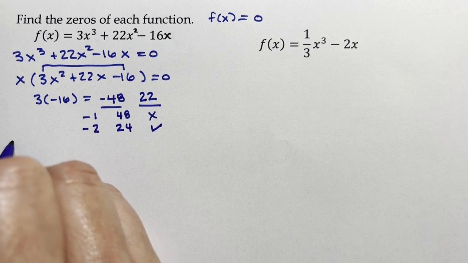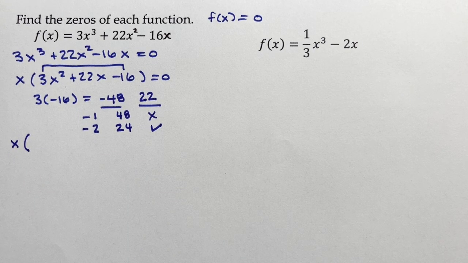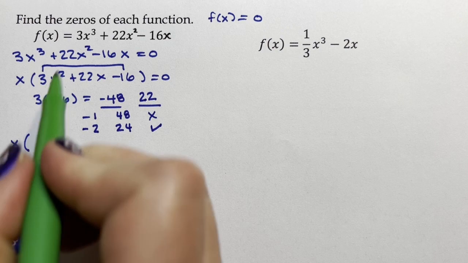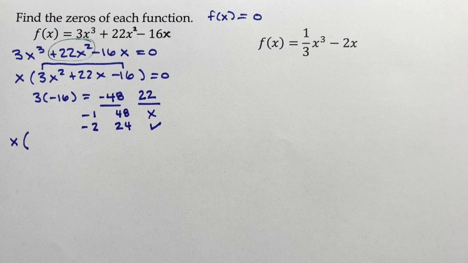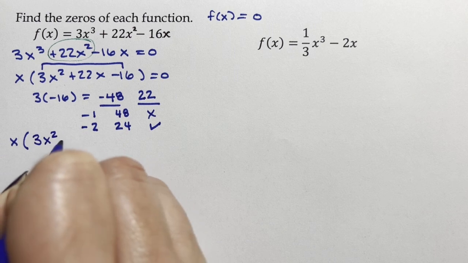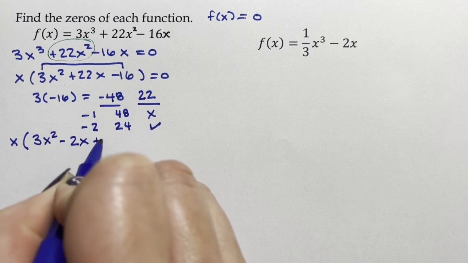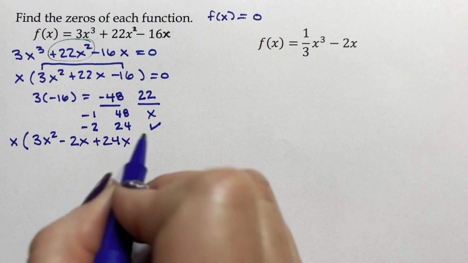The reason I did all of that was I found something to replace my 22x. I want to make my 3-term trinomial into a 4-term polynomial. 3x squared minus 2x plus 24x, because those would combine, but we are uncombining them.